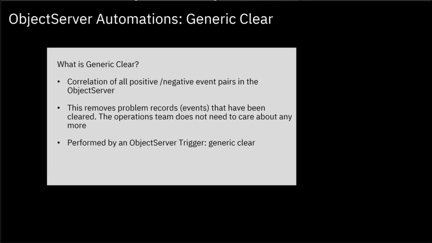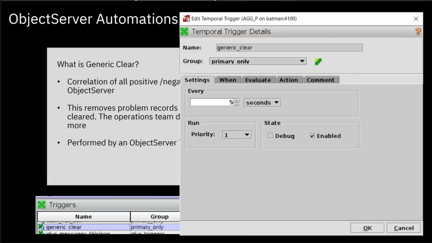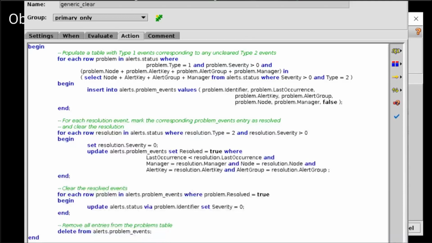So again, this is performed by an object server trigger, just as before, and there it is. If we take a look at it, it runs every 5 seconds, so it's a temporal trigger. And what it's doing here looks pretty complicated, but it's actually doing quite a simple thing. What it does in the first for each row loop is it simply rounds up all of the problem events that are not clear, where the node, alert key, alert group, and manager happen to be the same as a non-cleared resolution event with the same node, alert key, alert group, and alert manager.